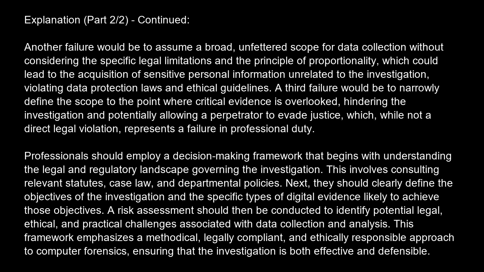A third failure would be to narrowly define the scope to the point where critical evidence is overlooked, hindering the investigation and potentially allowing a perpetrator to evade justice, which, while not a direct legal violation, represents a failure in professional duty. Professionals should employ a decision-making framework that begins with understanding the legal and regulatory landscape governing the investigation. This involves consulting relevant statutes, case law, and departmental policies.